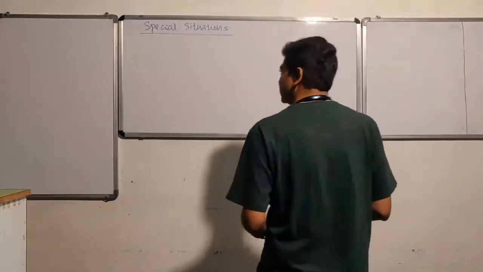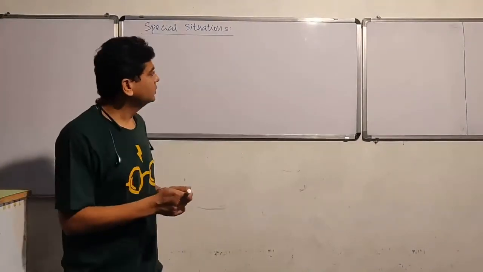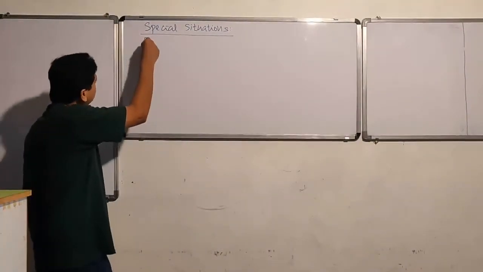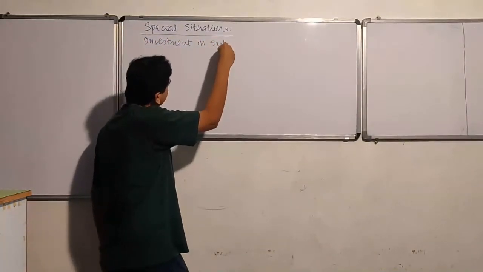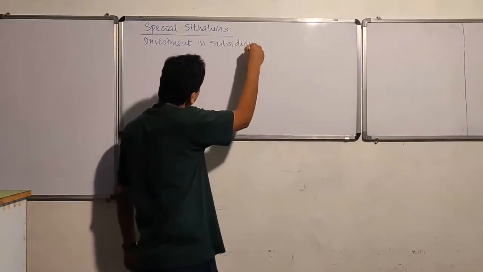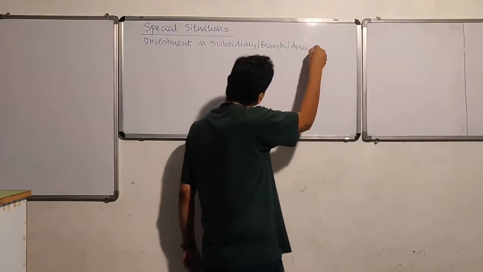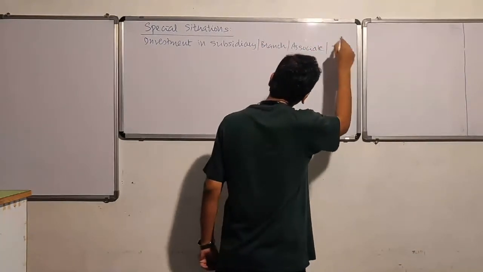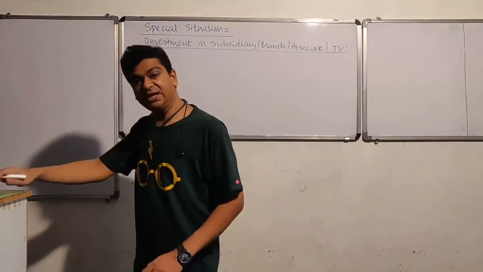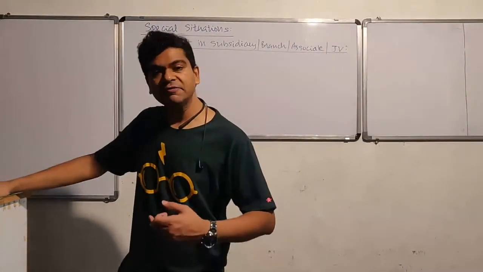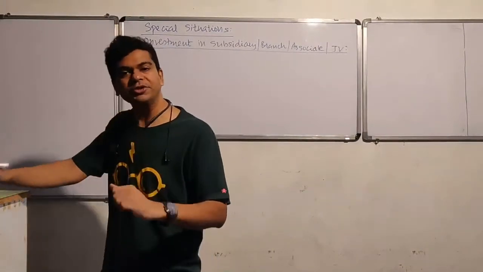Yes, having said this, let's discuss the third special situation. This special situation is with respect to investment in a subsidiary or a branch or an associate or a joint venture. Yes, an understanding of consolidated financial statements will be slightly necessary to understand this particular special situation.